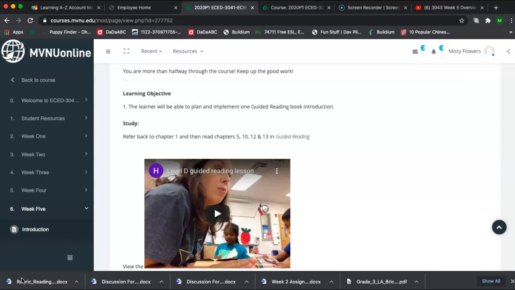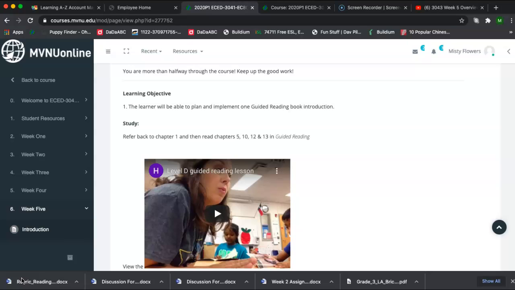When you are introducing a book to your guided reading group, you want to make sure that you're using academic language in that introduction. For example, you say to the students, we are going to preview this book today, rather than we're going to take a picture walk. It's very important to use academic language with our students, and they can begin that in kindergarten.